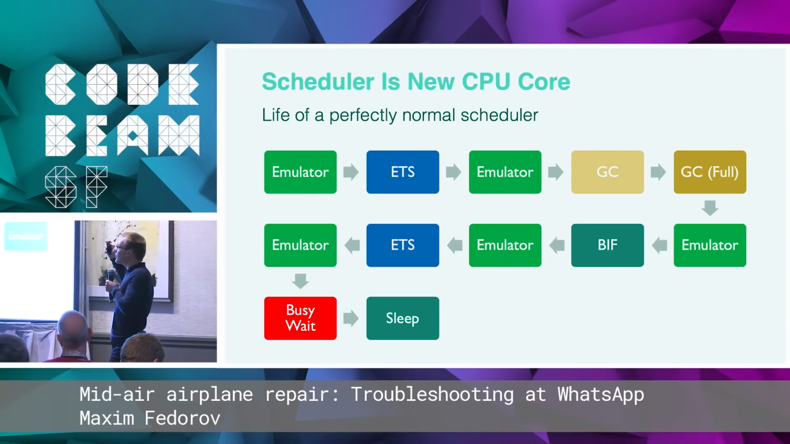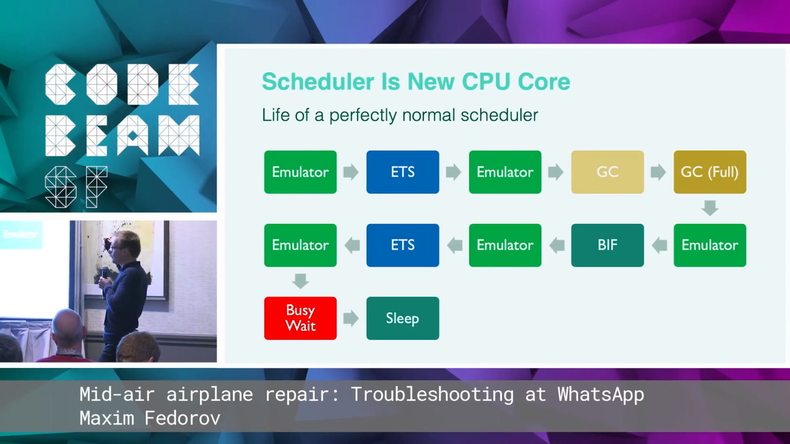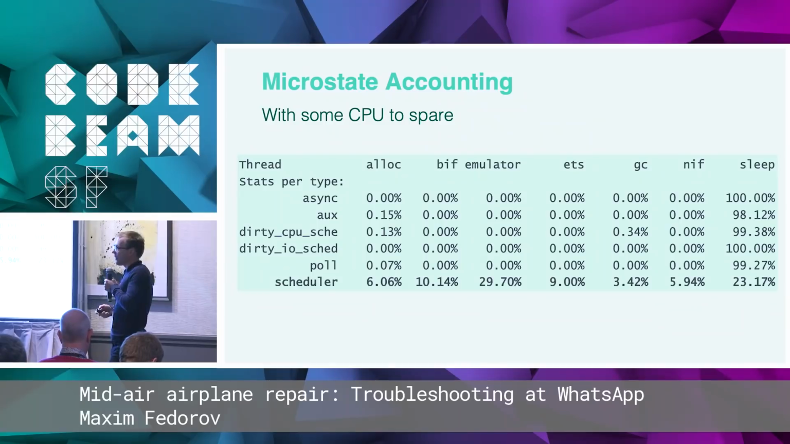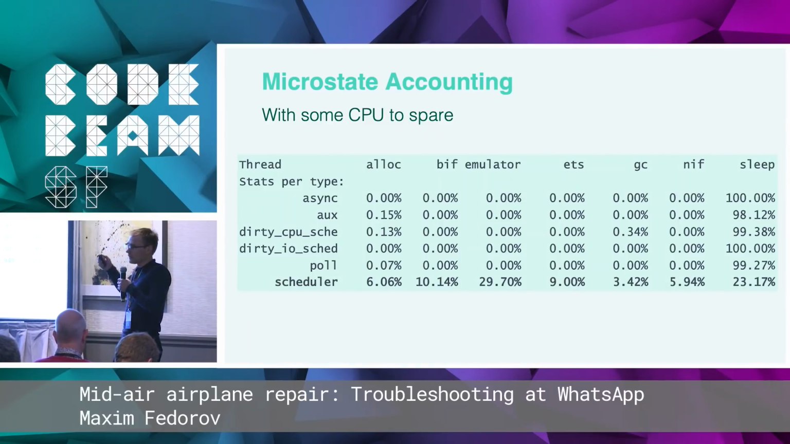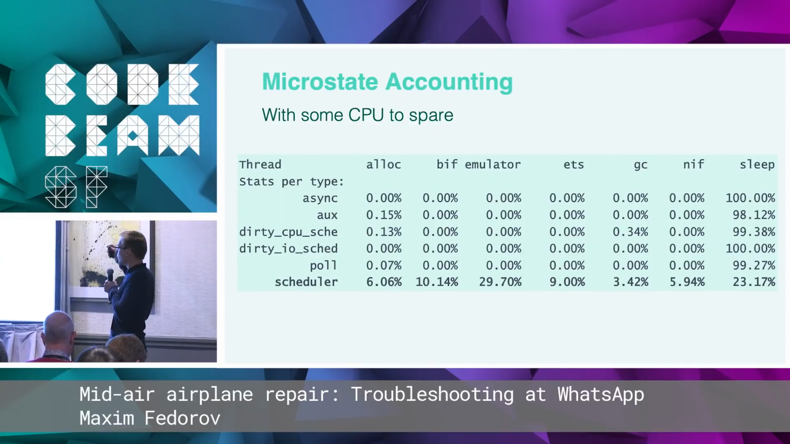But there is a way to take a look into Beam and find out what's happening within either a single scheduler or many of them. And that's called Microstate Accounting. I'm promoting this feature pretty much everywhere because it's super nice and super convenient, and it shows you exactly what's happening with your system.